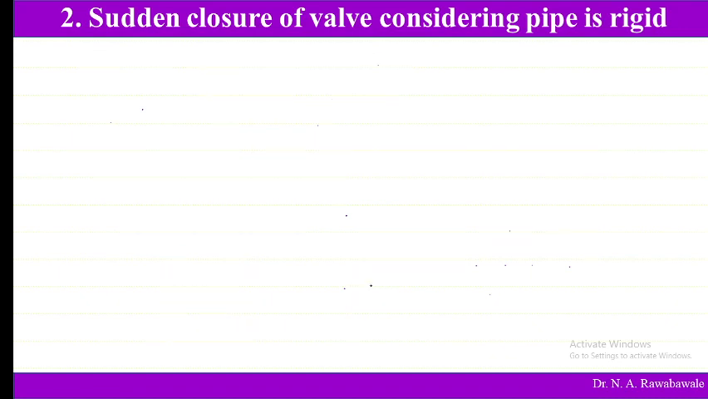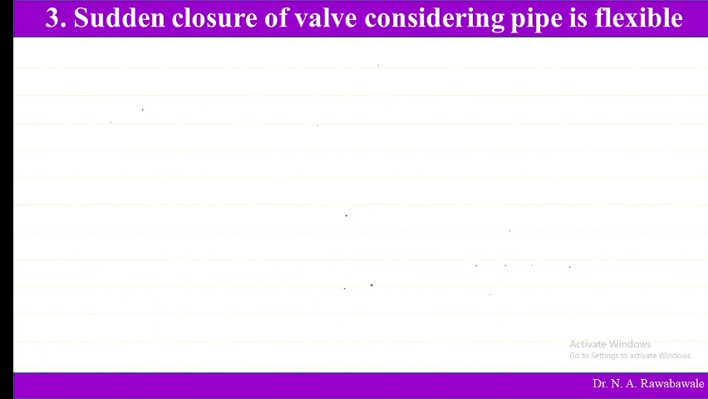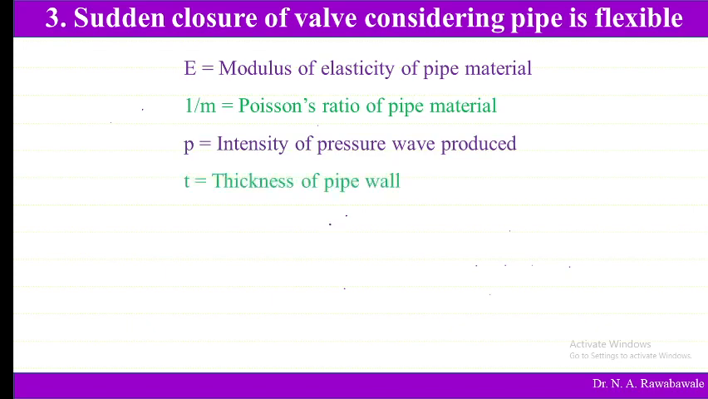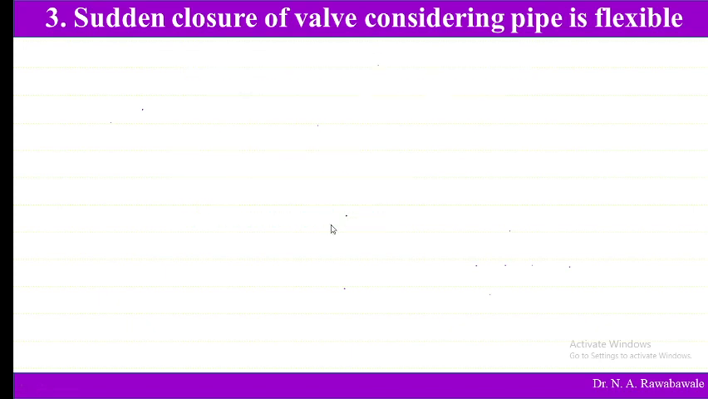Now coming to the third case, that is sudden closure of valve, assuming that the pipe is flexible. Before that we discuss the properties we assume. Let E be the modulus of elasticity of the pipe. As we assume that the pipe is flexible, there will be scope for elongation in the pipe. Therefore E is taken as the modulus of elasticity of the pipe, where 1 by m is the Poisson's ratio of the pipe material that you have already studied in strength of materials. Then P is the intensity of pressure wave produced in the pipe, T is the thickness of pipe wall, and D is the diameter of pipe.